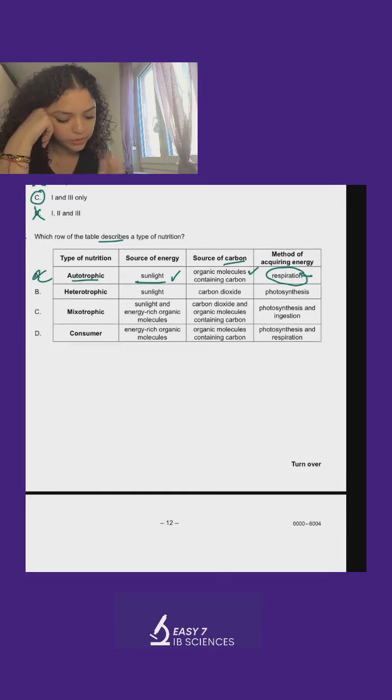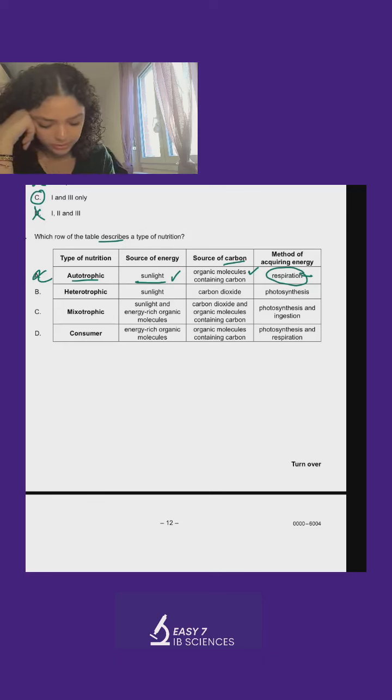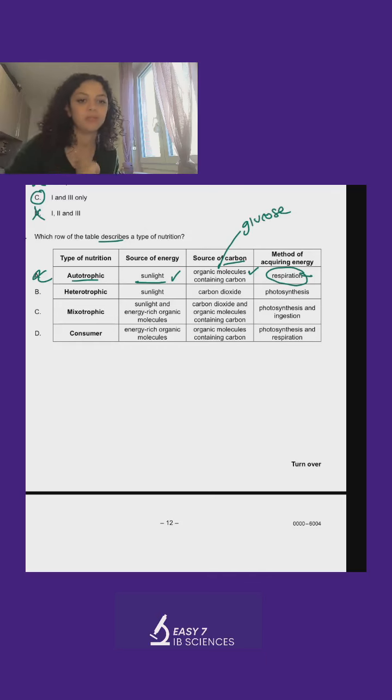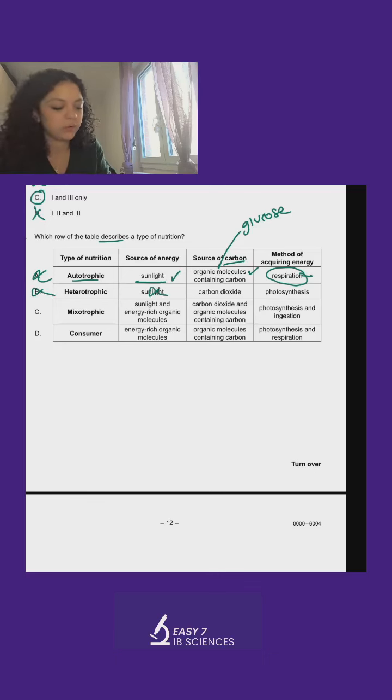Okay, now heterotrophic. The source of energy is sunlight. Carbon dioxide is the source of carbon and photosynthesis. What's wrong about this? Someone said glucose. Very good. So the organic molecule is glucose. What are heterotrophs? Can someone tell me in the chat? Heterotrophs. What do we think of? They don't make their own food. Good. They gain their energy from other organisms. Nice. So the source of energy is not sunlight. It's definitely not carbon dioxide and photosynthesis.